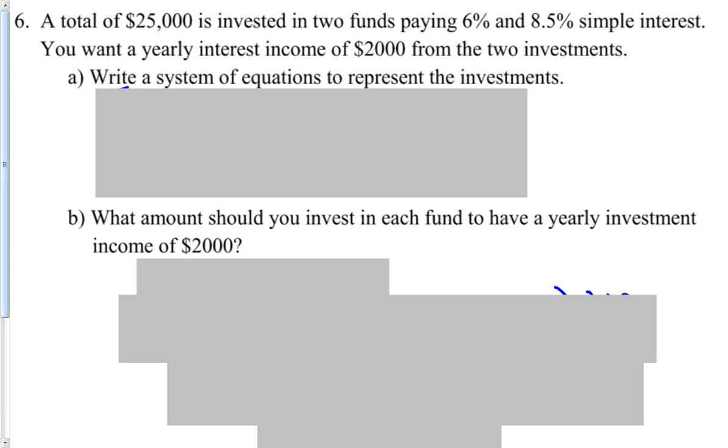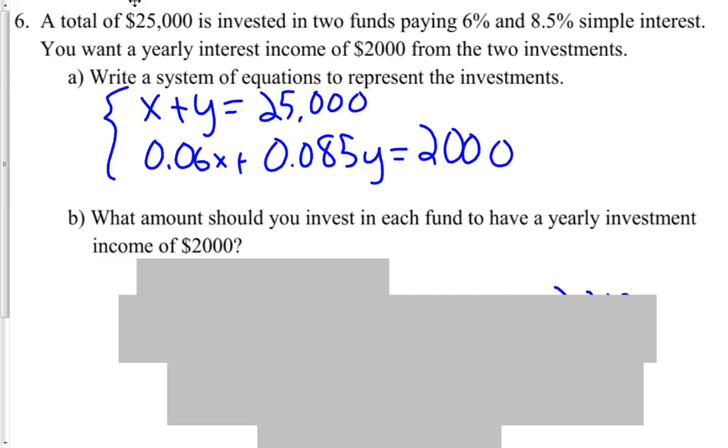Next, we've got a total of $25,000 that is invested between 6% and 8.5% simple interest funds. The yearly income we want from this $25,000 is at least $2,000. Write a system of equations to represent the investment. So the money we invest is $25,000. So x would be the 6% and y would be the 8.5%. So the money we invest of x plus y is $25,000 total. So again, x stands for the amount of money invested at 6%, y the amount of money invested at 8.5%.